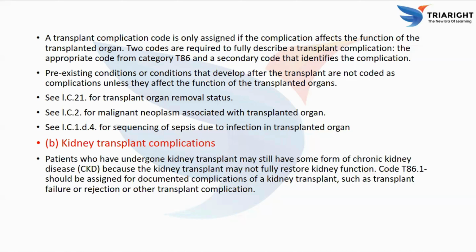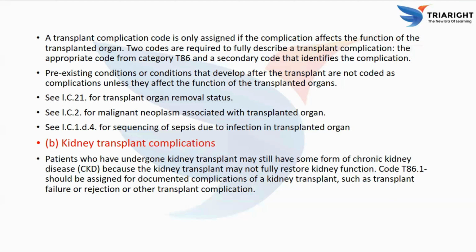So there are two core requirements for transplant complication. What is the ICD-10-CM rule? Two codes are required to fully describe a transplant complication. The first code is T86, which identifies the transplanted organ and the type of complication, whether it is rejection, failure, or infection. And the secondary code identifies a specific complication or manifestation.